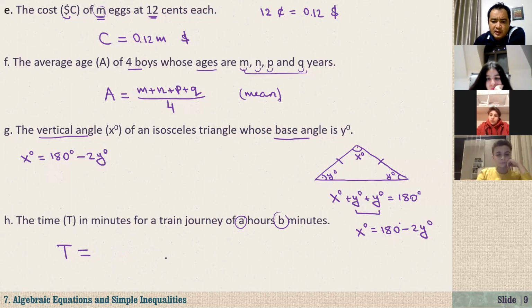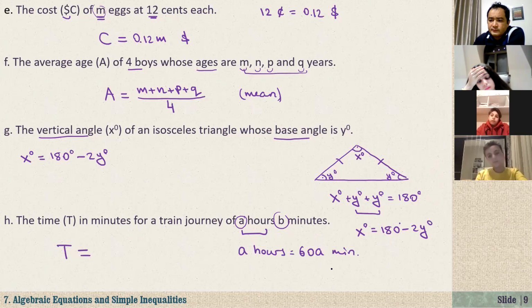So immediately, how do you change these A hours? We know that 1 hour is 60 minutes. 2 hours is 120. How about if you have A hours? A hours is equal to 60 A minutes, right? So here we have 60 A minutes plus B minutes, the unit is minutes.